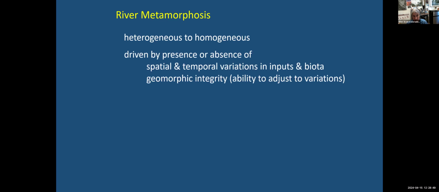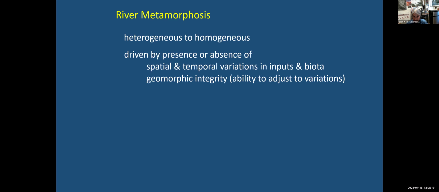But of course, the phrase river metamorphosis could be used to refer to any progressive change over differing timescales. So I'm using it here to refer to this change that we see throughout higher income societies or industrialized societies, from more spatially heterogeneous to more homogeneous, simplified river corridors.